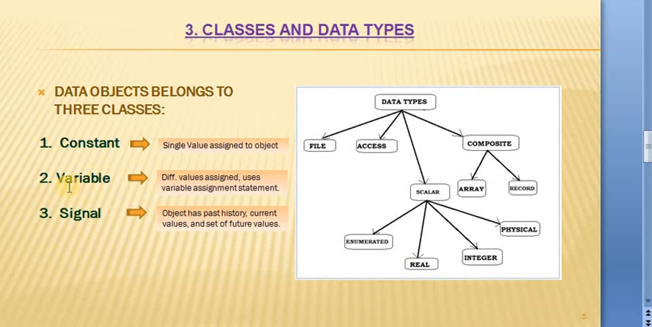In the variable class, an object can hold a single value of a given type. But in this case, different values can be assigned to the objects. So this value assigning is done at different times using a variable assignment statement. Now signal class is the class to which objects belong, which has past history of values, current values, and possible set of future values. As you know, these values are all assigned using signal assignment statement in the VHDL code.